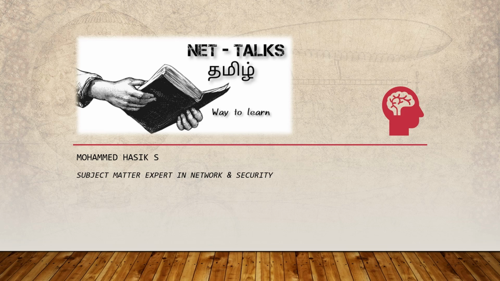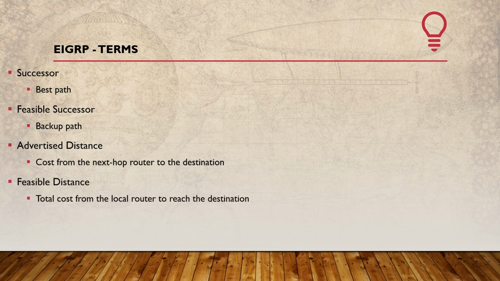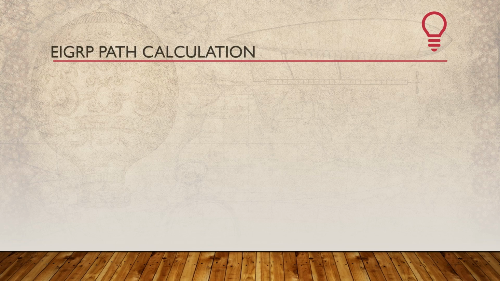Today we are going to discuss advertised distance and feasible distance in EIGRP, and then the successor. Already we know successor means best path, feasible successor means backup path, advertised distance is the cost from the next hop router to the destination. The feasible distance means the total cost from the local router to reach the destination. Now we will see in depth how the advertised distance and feasible distance are calculated. Let us go step by step and we will make you understand.